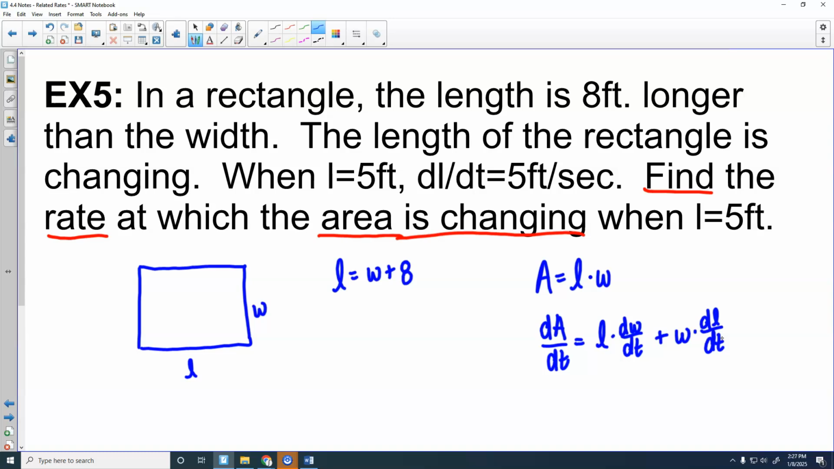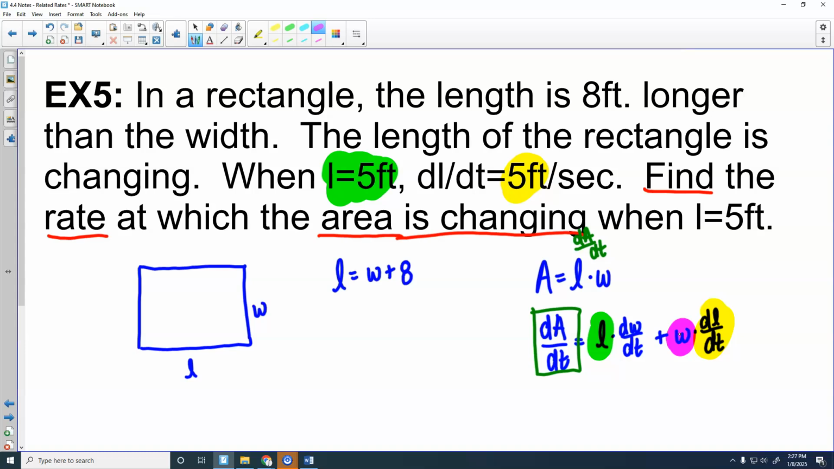Now, if we start looking at what we're doing here, this is what we're solving for, because the rate at which the area is changing is dA/dt. I know L is 5, so I can plug that in. I could find W. That's not an issue. I know dL/dt is also 5, so I can replace that. Again, I could find W because it's just 8 less than this.